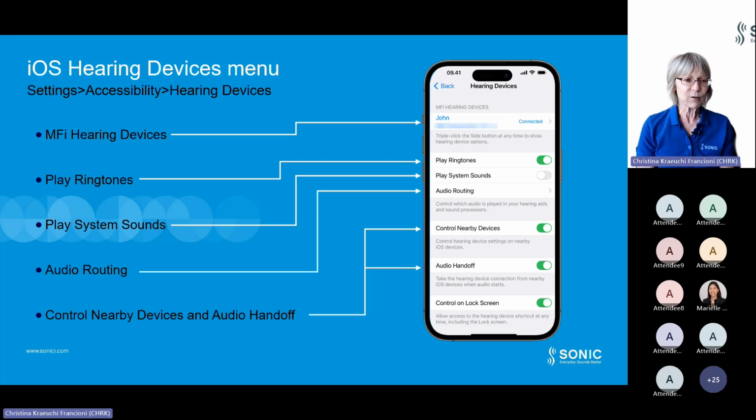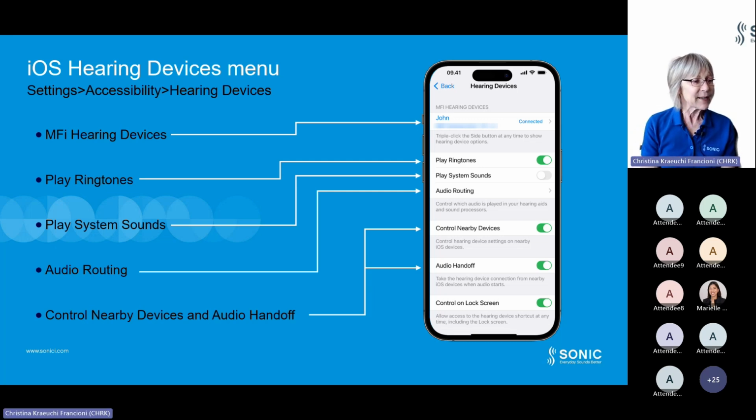A menu which you should also remember is the audio routing. This is the option where the hearing aid user can select where the signal should go to or where the signal should not go to.